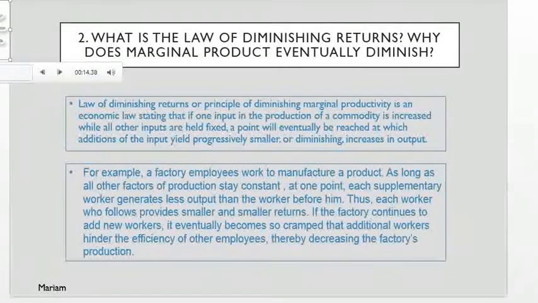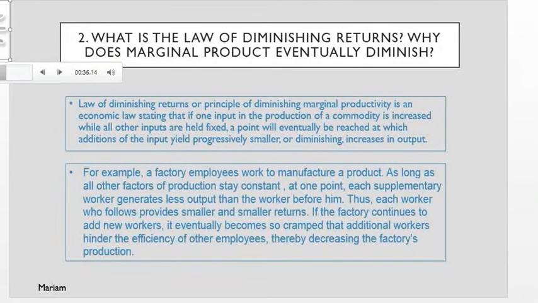The law of diminishing returns, or principle of diminishing marginal productivity, is an economic law stating that if one input in the production of a commodity is increased while all other inputs are held fixed, a point will eventually be reached at which additions of the input yield progressively smaller, or diminishing, increases in output.